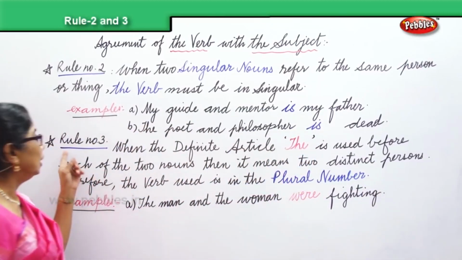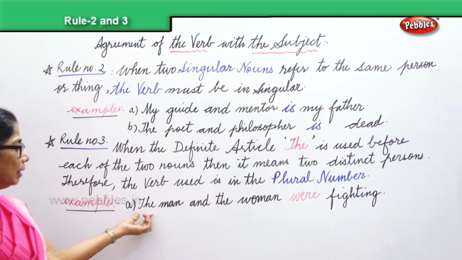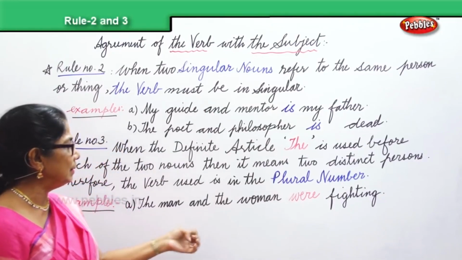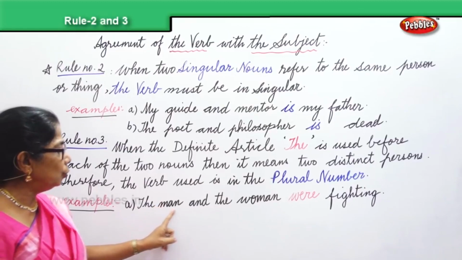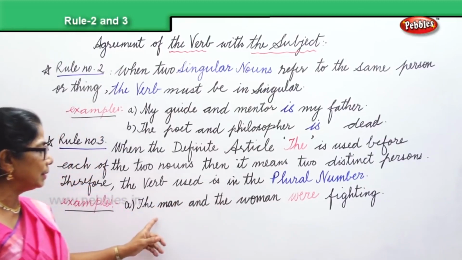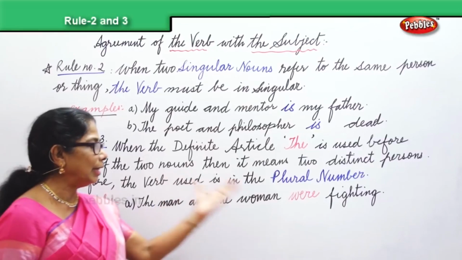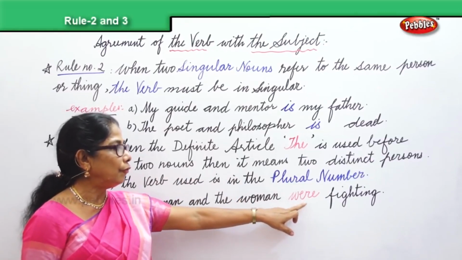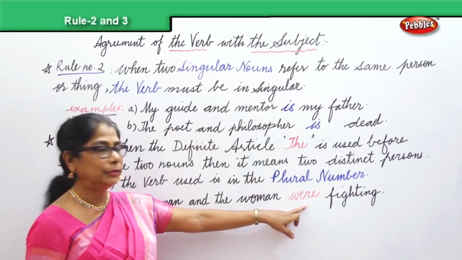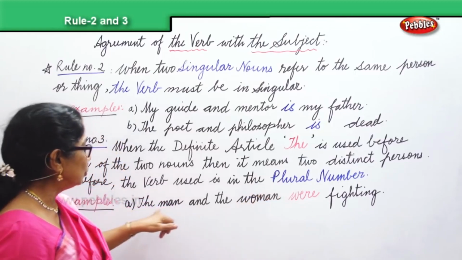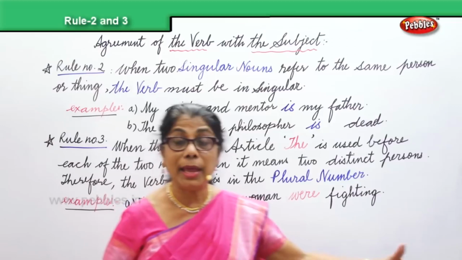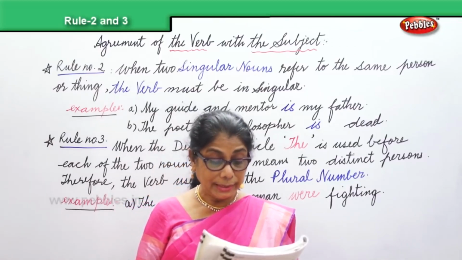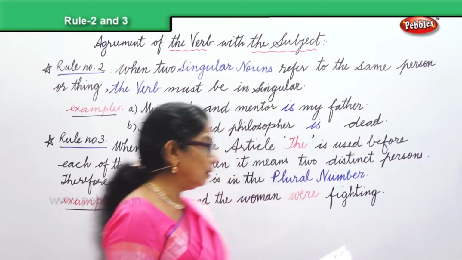Here in the third rule, when we use the definite article the before persons, that means there are two definite persons. The man and the woman, two distinct persons. Then the plural form of verb is used. Okay, so the man and the woman were fighting. So here the verb changes. Next, the beggar, one more.